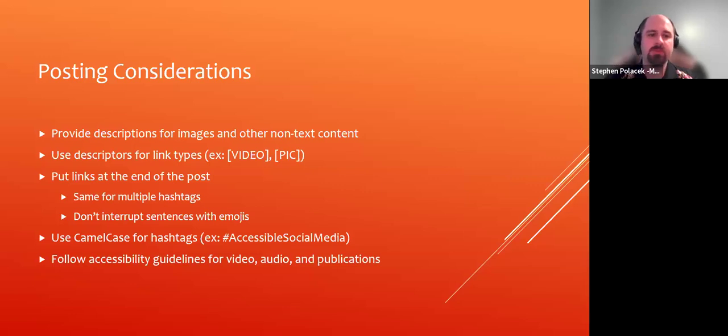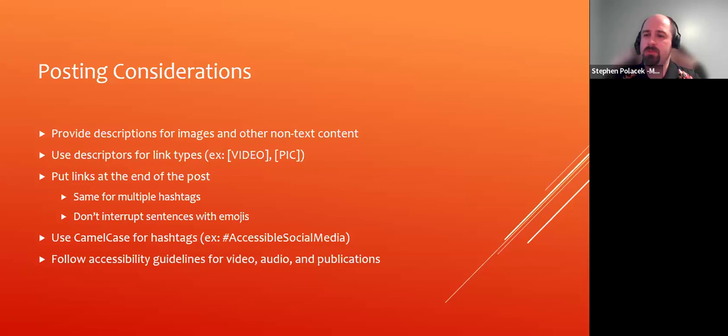Second thing is use descriptors for link types. This is especially useful if you're using a URL shortener like bit.ly, because in those cases, usually you can't get any idea of where the link actually goes from the URL itself. So telling people where this is going to go, such as a video, a picture, or a web page, is really useful because then we know what's going to happen when we click that link.